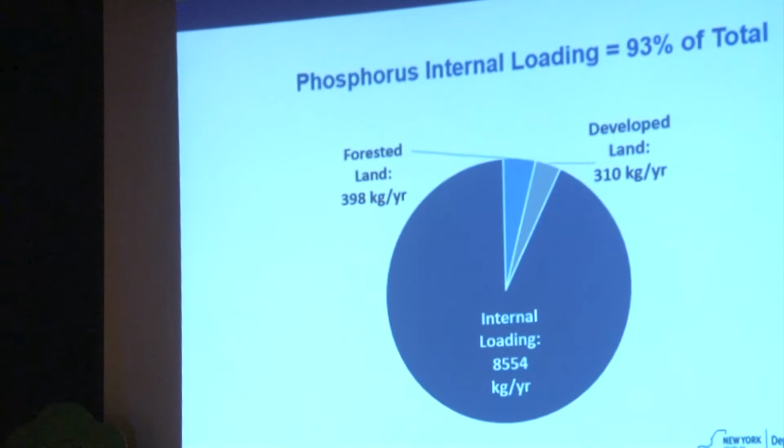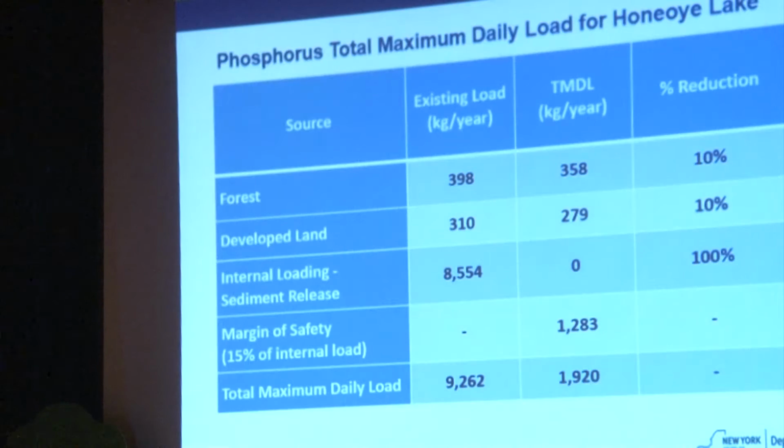Now, putting all of this together, you'll see that developed land and forested land together produced around 650 kilograms per year of phosphorus. But the amount that the lake was generating itself from its internal sources, that is from the sediment at the bottom of the lake, amounted to almost 8,500 kilograms of phosphorus. So the internal loading into Honeoye Lake is by far the most important source of phosphorus and nutrients. So we've got the values up there.